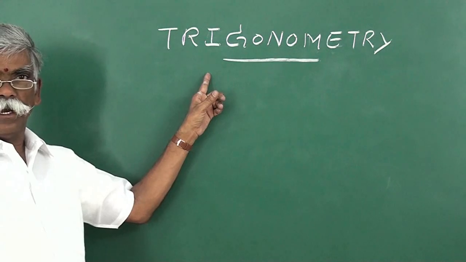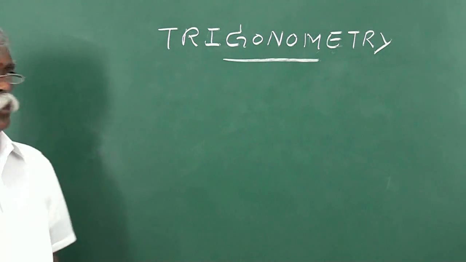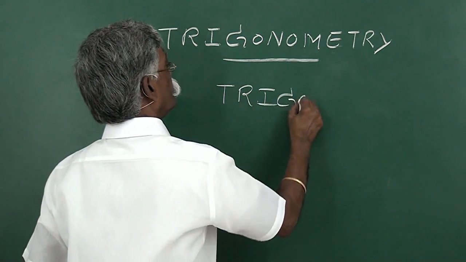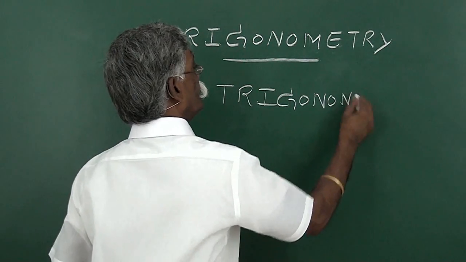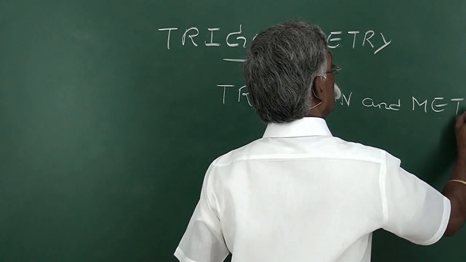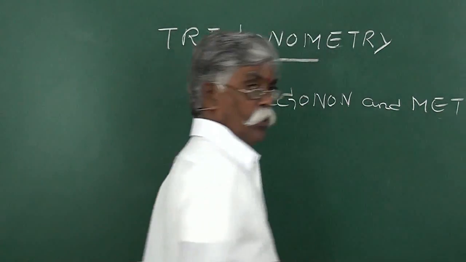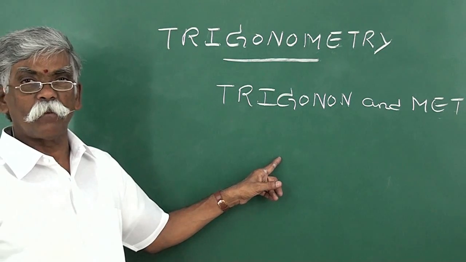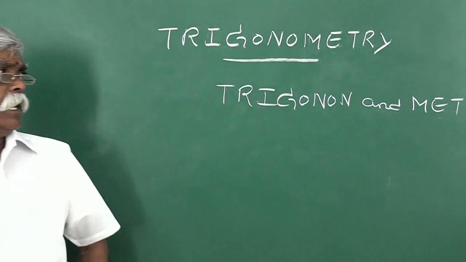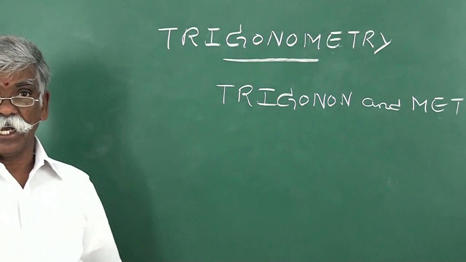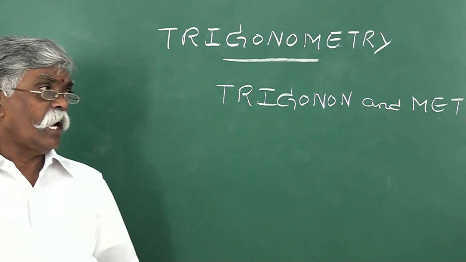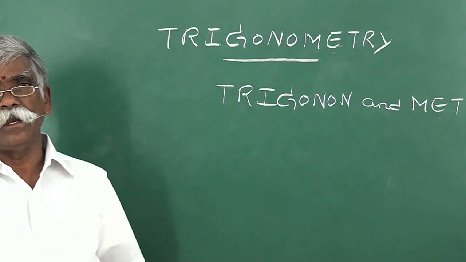The word trigonometry is derived from two Greek words, trigonon and metron, which means the measurement of a triangle. But today, its scope has been extended to a great extent, and it also includes the study of a polygon and a circle.